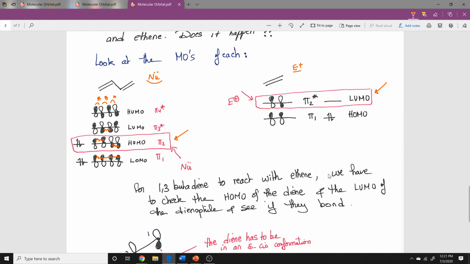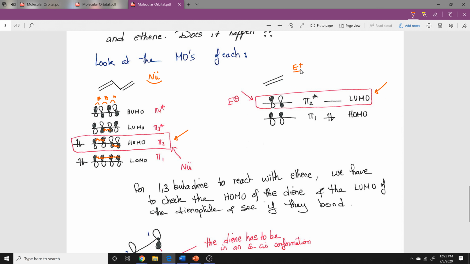I don't care about any of them. All I care about is the highest occupied orbital that is filled in the nucleophile. So the highest occupied molecular orbital that is filled after I fill my electrons. I know here I have 4 pi electrons, so fill your 4 pi electrons, 2 in pi 1 and 2 in pi 2. So now pi 2 is my highest molecular orbital that is occupied. So this is going to be the HOMO for the nucleophile. I would need to consider that.